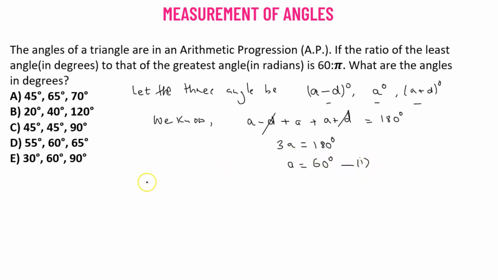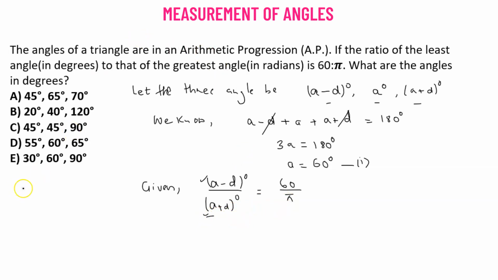Now it's given here that the ratio of the least angle, which is a minus d, in degrees, to that of the greatest angle, which is a plus d, so both of them are in degrees, is 60/pi. However, this is not exactly true, because the greatest angle, which is the denominator, has to be in radians. Only then is the ratio going to be equivalent to 60/pi. So our goal will be to convert a plus d from degrees to radians.